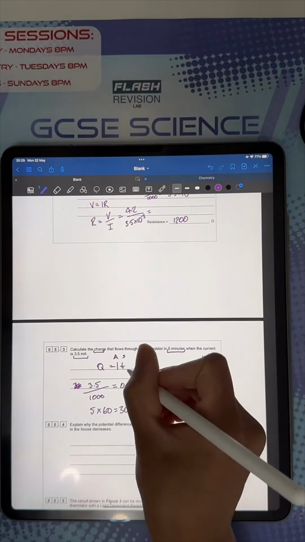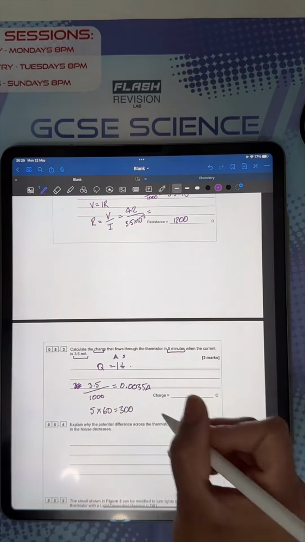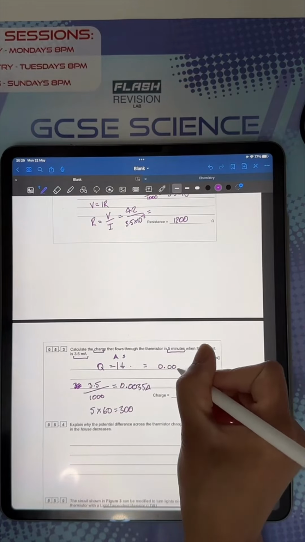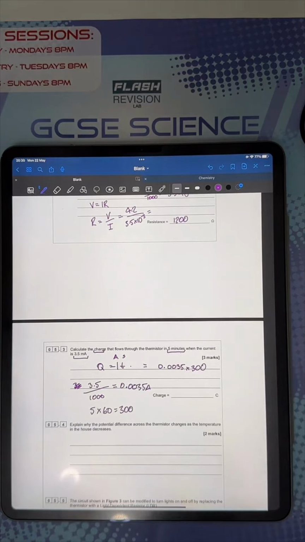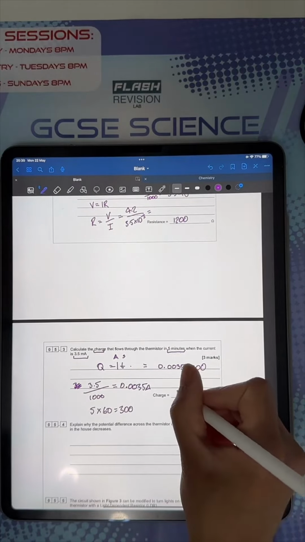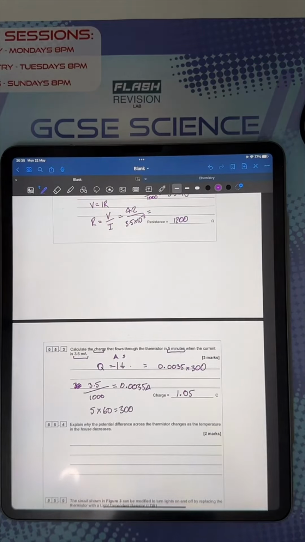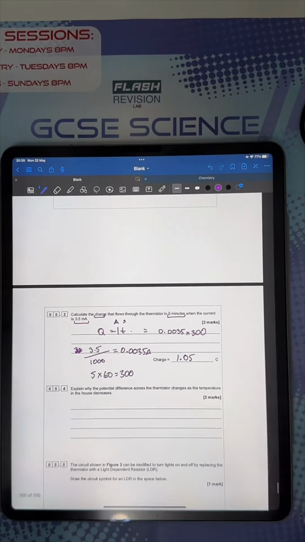So now we put that all into our equation. Do we need to rearrange it? No, we don't need to rearrange it. It's Q equals IT, so we can just times these. 0.0035 times by 300 gives us, anyone? 1.05. Perfect. Well done. 1.05 coulombs.